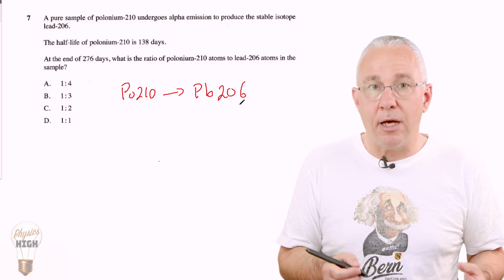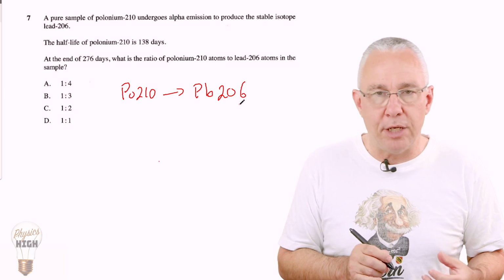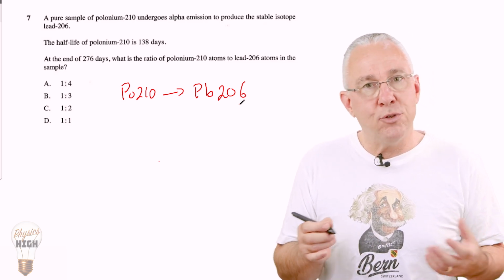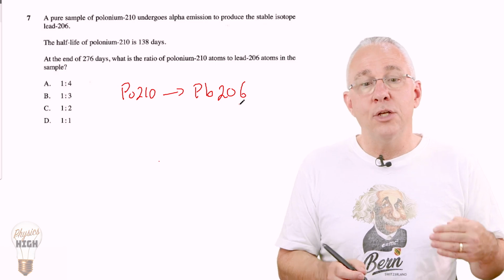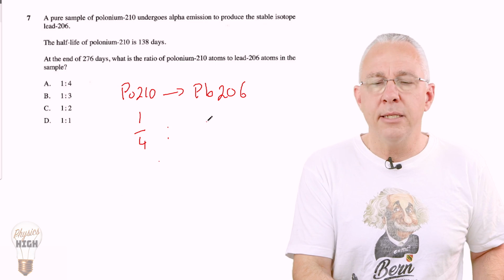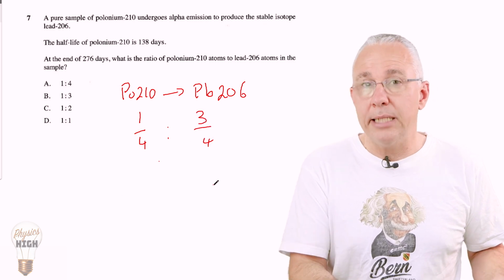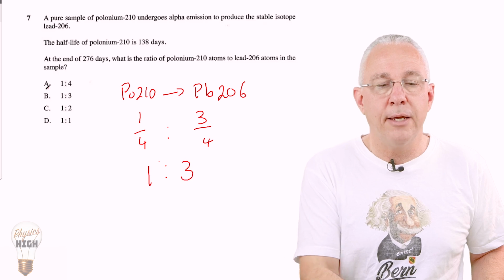Well, after one half-life, we have half of it decaying, so we would have a 50-50 ratio between the two. After two half-lives, the polonium-210 now decays to a quarter of what it was originally. But that means the remaining 3/4 has to be lead-206, which gives us a ratio of 1:3, and the answer is B.